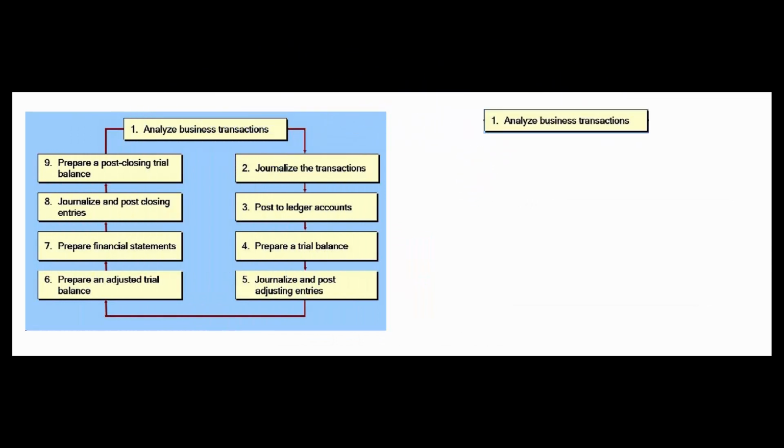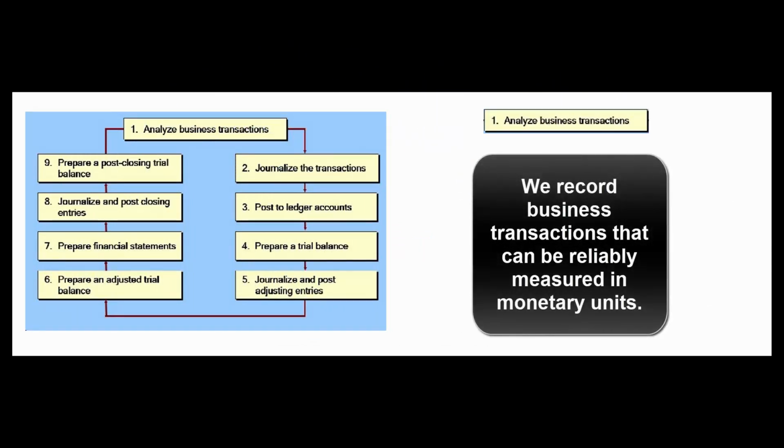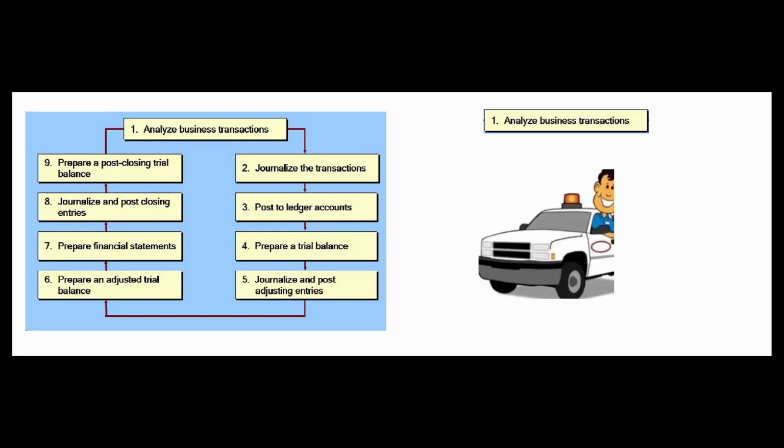Step 1, we analyze business transactions to see if there's something for us to record. If something can be reliably measured in dollars, we will record it. Not everything gets recorded in our accounting records. For example, Freddie of Freddie's Auto Service rescues a motorist on the freeway and shows up on the news as a hero. That's good for business, but there's no way to reliably measure how good that is for our business, so there's no journal entry for us to make.